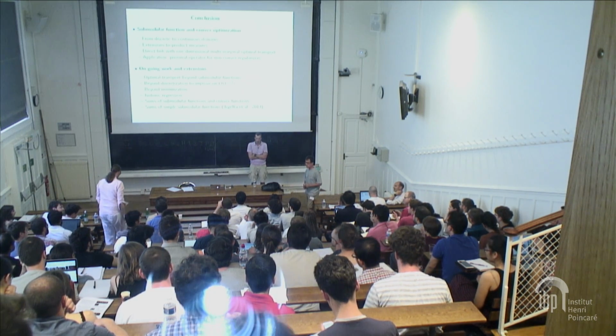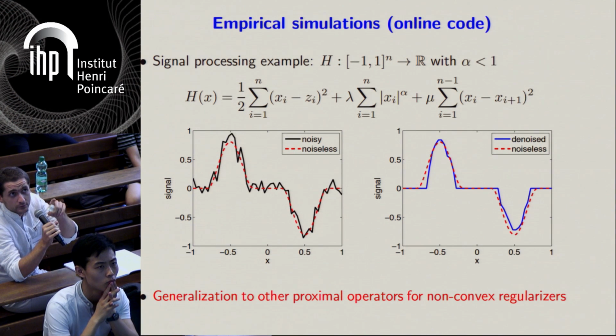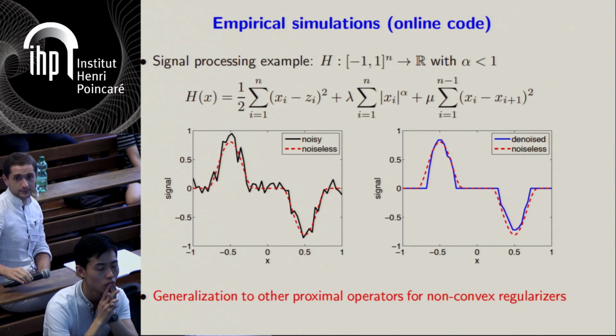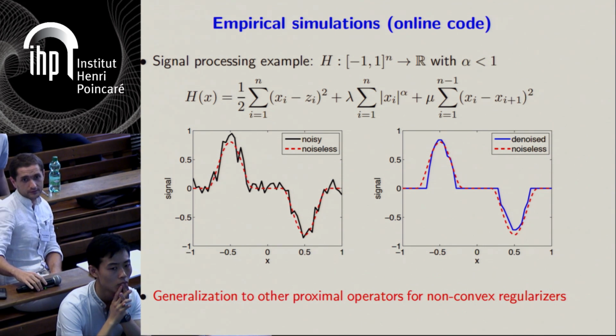Can you go back to the simulation results? Yeah. Here I was wondering why exactly 0.2 for alpha? And the second question is, would you say alpha is related to the sparsity rate of the signal? Oh, so you should ask that question to the expert in the room on sparsity.